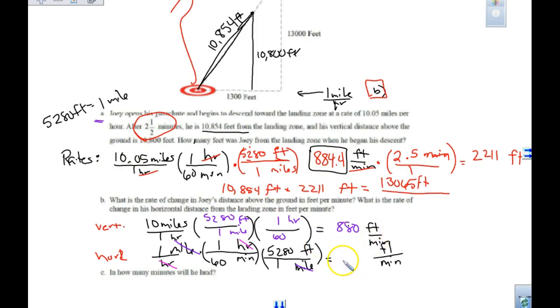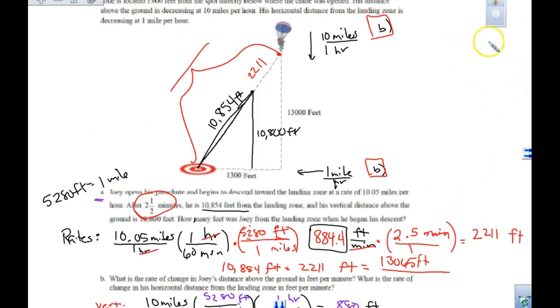This second one. Someone have the second one yet? Hale, what'd you have? 88 feet per minute. Okay? So let's put those on our picture, right? This was going 880 because they're always asking us in minutes. Feet per minute. And here, this 1 mile an hour is really 88 feet per minute. Okay?